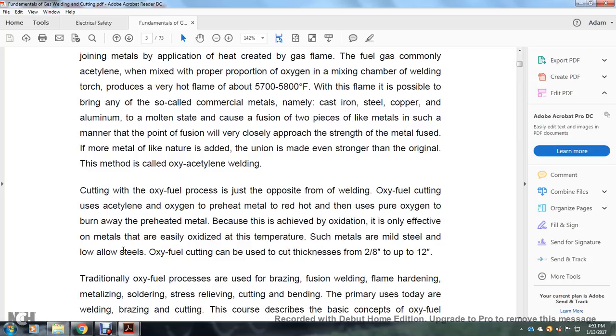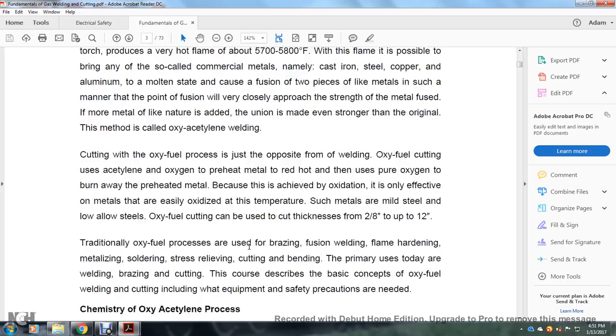Cutting with the oxy-fuel process is the opposite of welding. Oxy-fuel cutting with acetylene and oxygen is to preheat the metal to red hot and then use pure oxygen to burn away the preheated metal, because the achieved oxidation is only effective for metals that easily oxidize at this temperature. Such metals are mild steel and low alloy steels. Oxy-fuel cutting can be used for a cut thickness of 2/8 of an inch up to 12 inches.